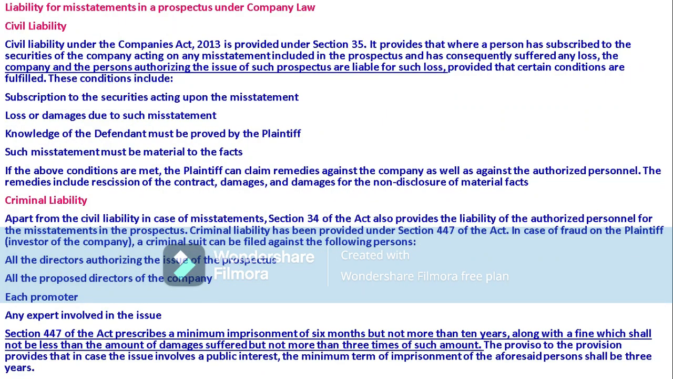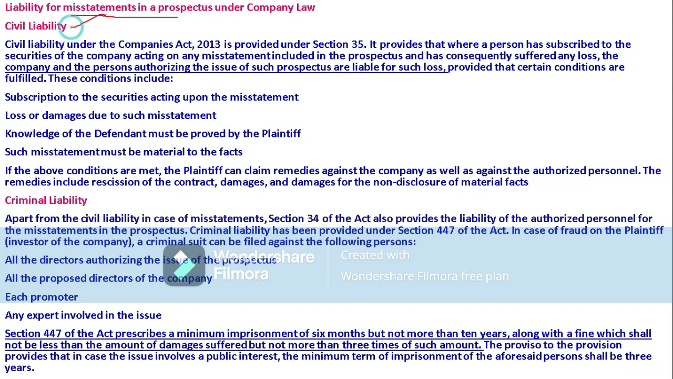Next, if we see liability for misstatements, as I said before. Misstatement means giving misinformation, wrong information, or not disclosing the full information. If there is a misstatement, the company, the officers or the management of the company are liable. The investor has every right to sue the company.